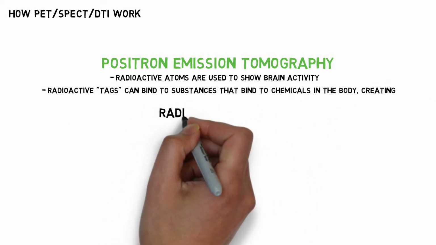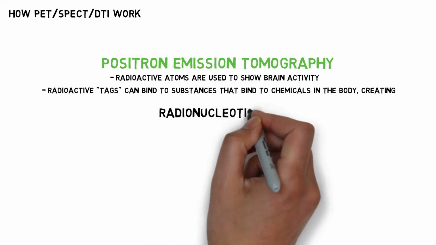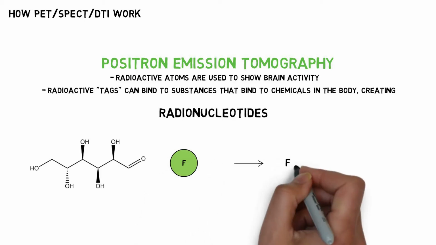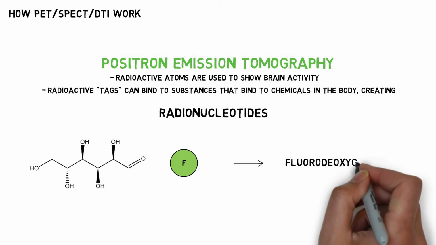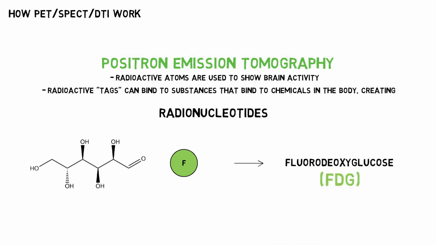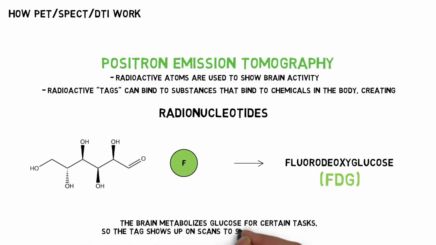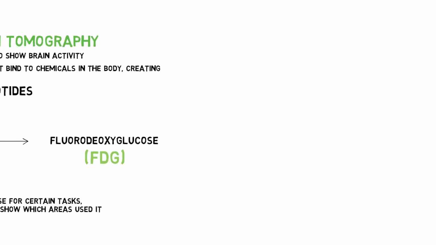PET uses a large scanner to detect the locations of those radioactive particles emitted by radionucleotides to look at different functions. For example, when bound to glucose, a radioactive atom of fluoride forms fluorodeoxyglucose, FDG. And since the brain metabolizes glucose, the radioactive particles are picked up by the active areas of the brain during a given task. The radionucleotide attached to the glucose can be picked up by the scanner and show the area of the brain that used the glucose.